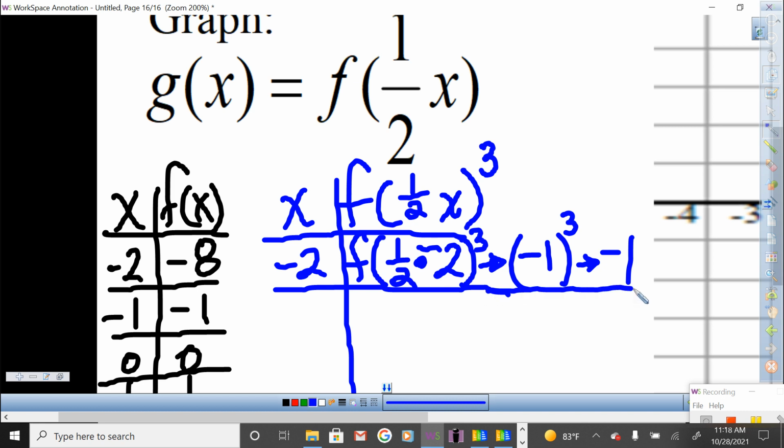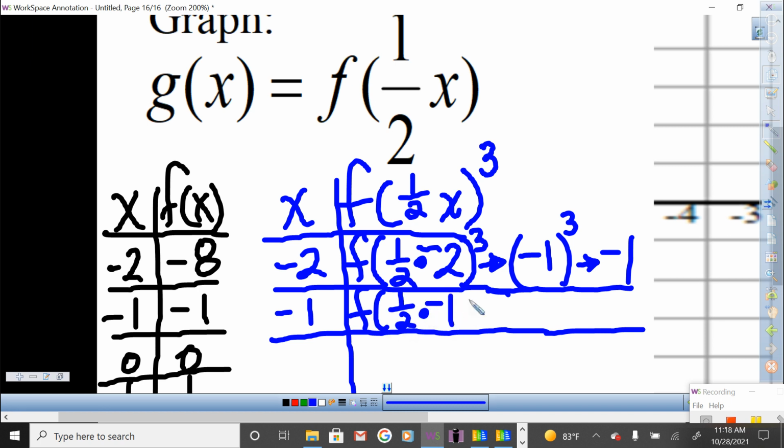Alright, let me extend this like this. Let's do the next one. -1. We got f(1/2 times -1) now, and we're going to cube it. All right. So, what is half of -1? -1/2. But then we're going to cube it. You're like, oh, okay. It's still negative. What is 1 times 1 times 1? 1. What is 2 times 2 times 2? 8.